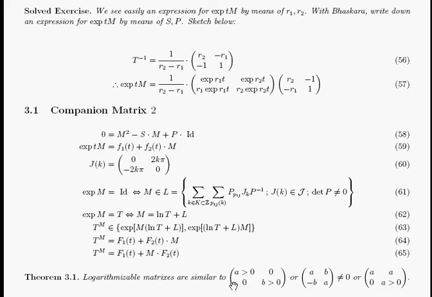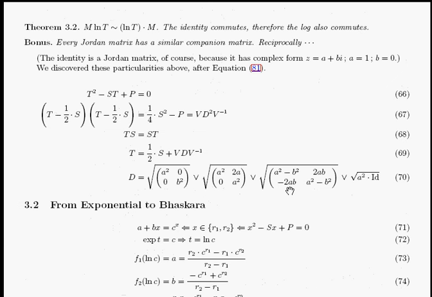They are similar to A 0 0 B, where A and B are complex numbers, not the zero complex number. And A A 0 A, where A is not zero. Theorem: the identity commutes. Identity M is equal to M identity. Therefore, the logarithm also commutes. M logarithm is similar to logarithm M.